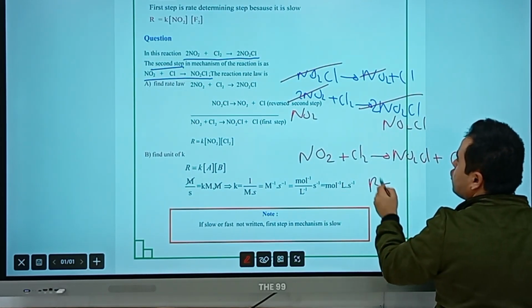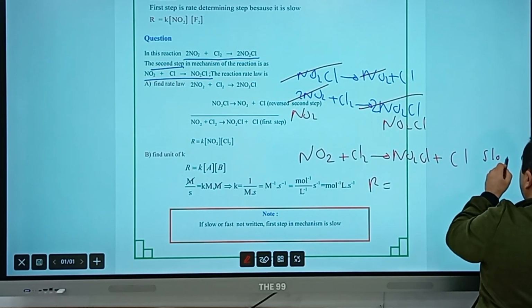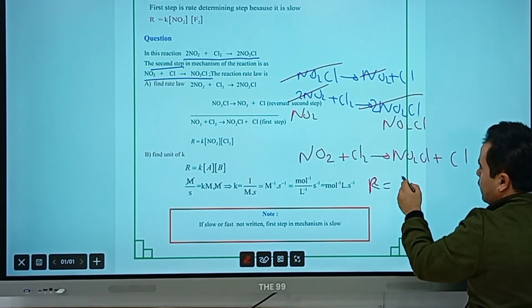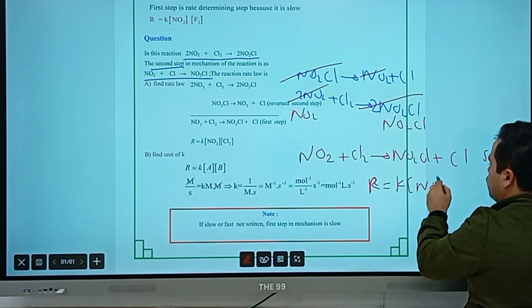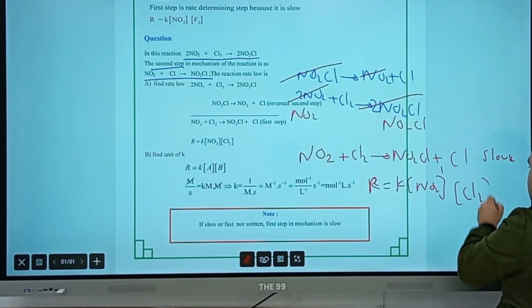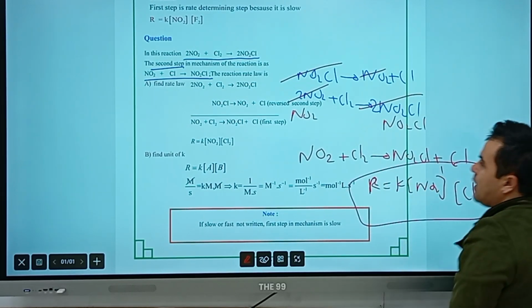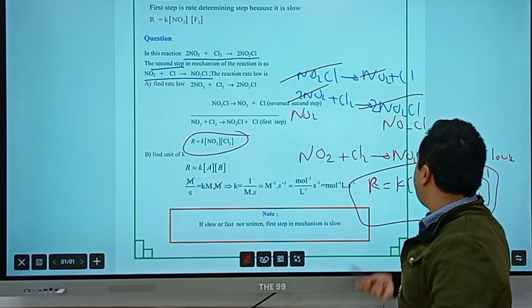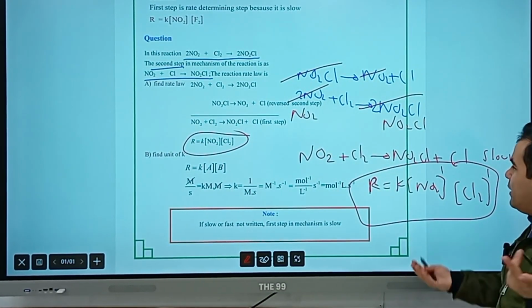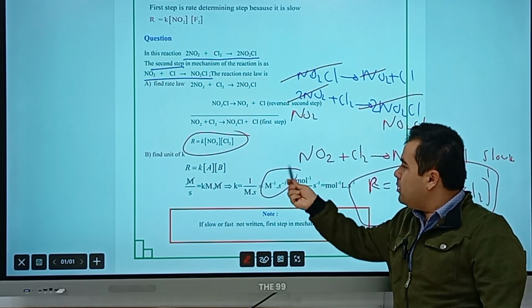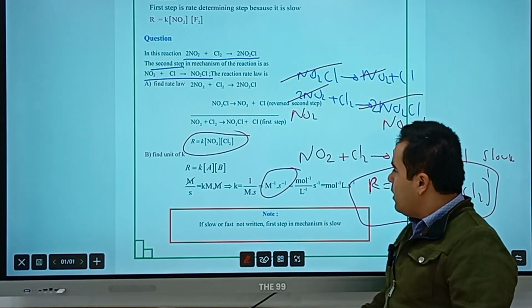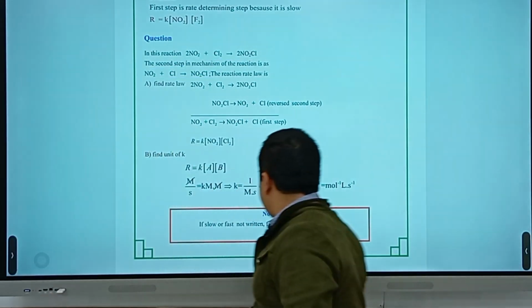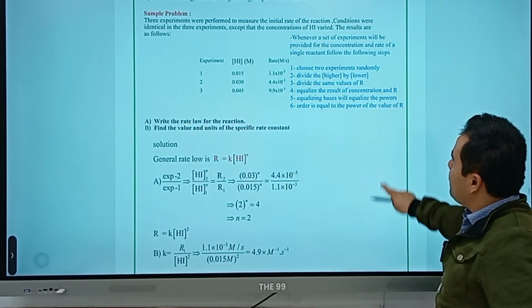The rate depends on this, because this is the slow step, and equals K[NO2] to the power of 1 [Cl2] to the power of 1. That's how we can write the rate of the reaction. Find the unit of K. The overall order is 2, so the unit of K is M^-1 s^-1. If slow or fast is not given, the first step is the slow step, guys.